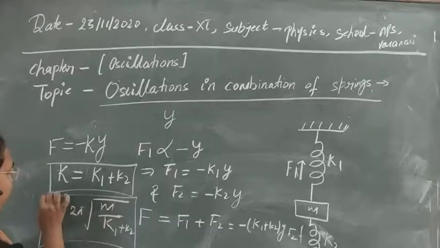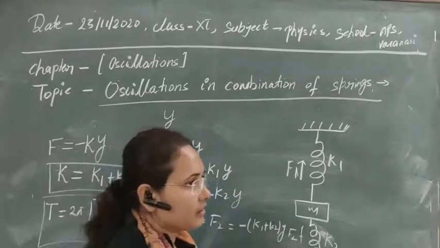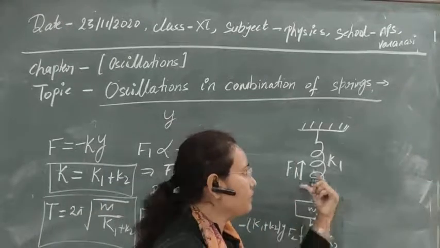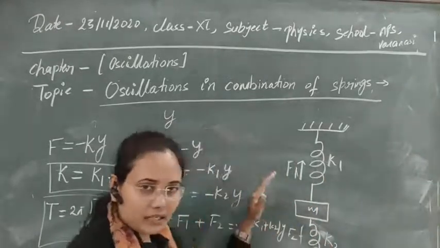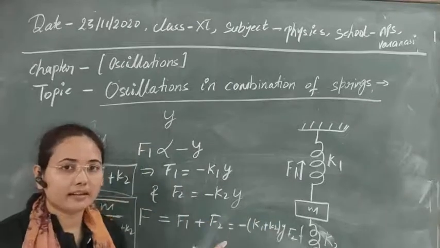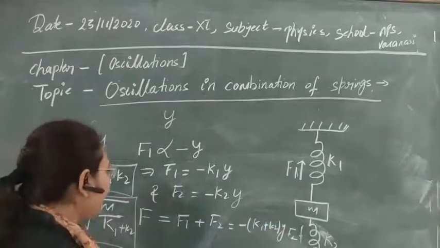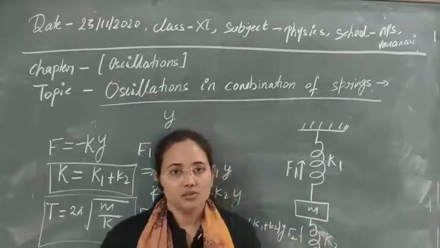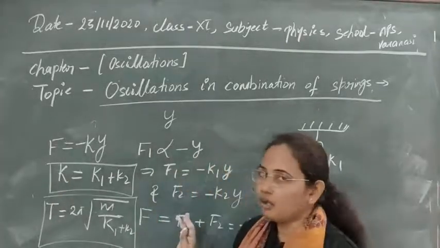This is the final expression for the third case, where a mass m is attached between these two springs. In this way the springs act in the parallel way, as we have already understood. I think there is no confusion in all these things.